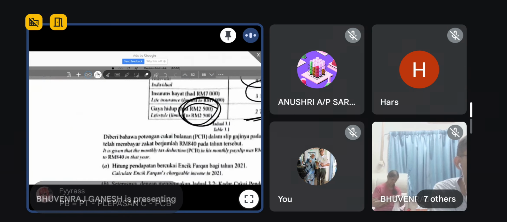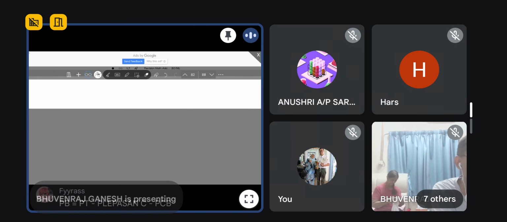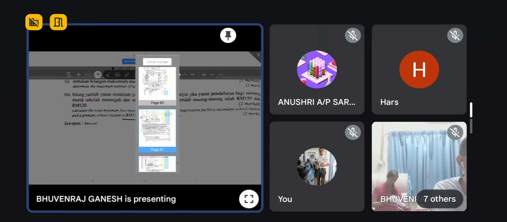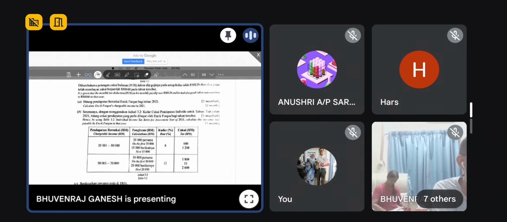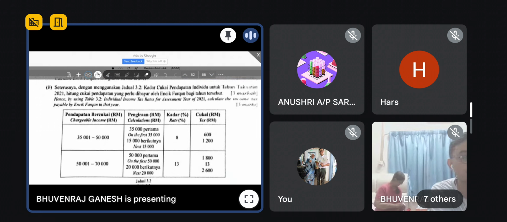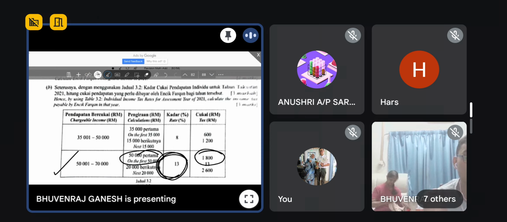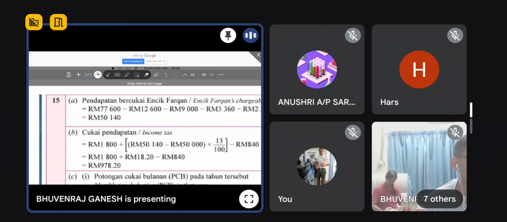Okay, so then part B. Part B, wait now, guys. Okay, this one. Part B, they ask you to count the income tax. Okay, this one very simple. You have to refer to this column because chargeable income is in this range, dalam julat ni. So your base tax is 1,800, cukai asas. Then you take the percentage, 13%, times the chargeable income minus 50,000. Then you will get your tax on next balance, baki cukai yang kamu kena bayar. Alright? So then you will get your income tax.